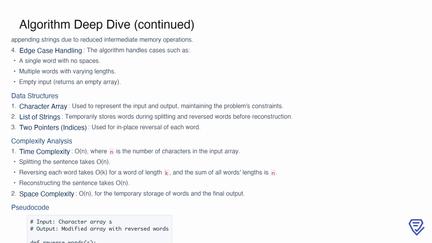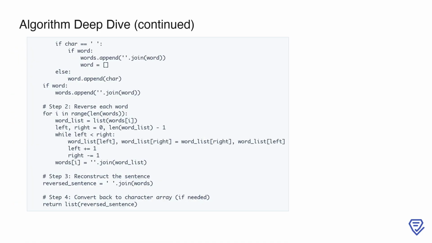For complexity, we achieve O(n) time since splitting, reversing, and reconstructing all operate linearly with respect to the input size. Similarly, space usage is linear, as we store intermediate structures like the list of words and the reversed sentence. These considerations ensure the algorithm is robust and efficient across a wide range of inputs. Now, let's look at the pseudocode to consolidate everything we've discussed. We begin by iterating over the input array to split it into words.